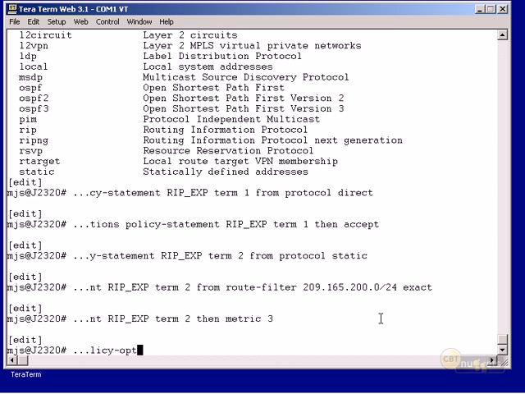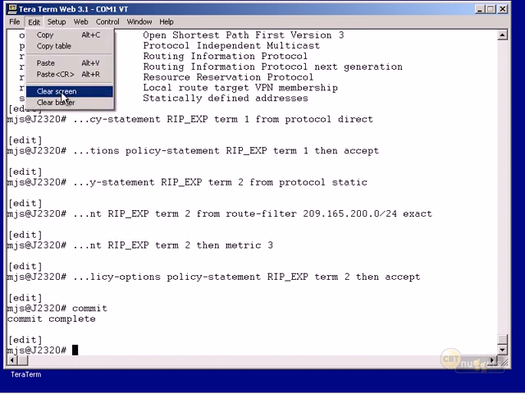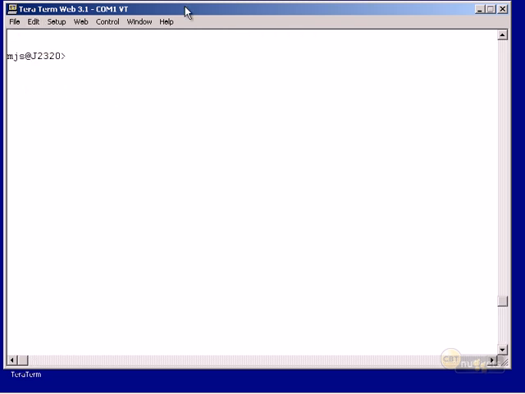Then we'll say we have to do one more thing. We have to have a terminating action, accept, and then we'll go ahead and commit that. And let's go ahead and go up here to the top. Now we have one more big thing we have to do. We have to override the default RIP export policy.